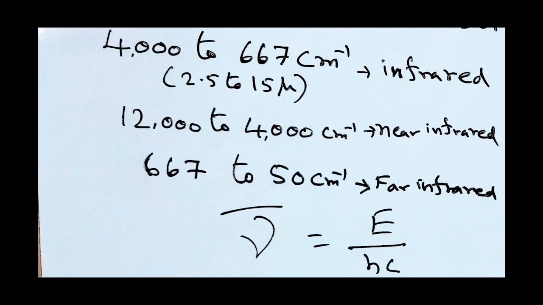The frequency expressed by wave number nu bar is simply given by a formula. We know that energy E is given by hc by lambda, or h nu. So nu is inversely related to lambda. So E is equal to hc by lambda. 1 by lambda is your wave number. Nu bar is equal to E by hc. So this is the simple formula for calculating the frequency of absorption, which is expressed in wave number in IR spectroscopy.